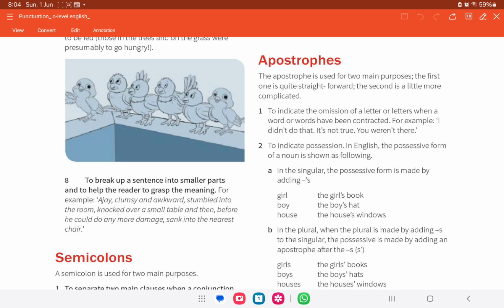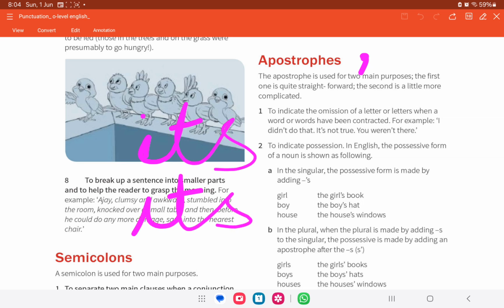It is this little hook that is a problem for us all, and mostly students, they do not know whether it is "its" or "it's". They really find it difficult to differentiate between these two words.